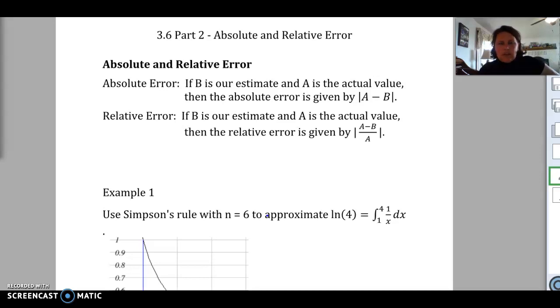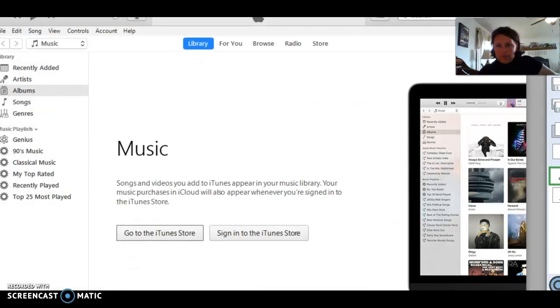Okay, we are going to start with section 3.6, part 2. And in this section, we're going to be going over absolute and relative error. So when we do numerical integration, we aren't finding the exact value of whatever we're integrating. So we have come up with a way to find the error.